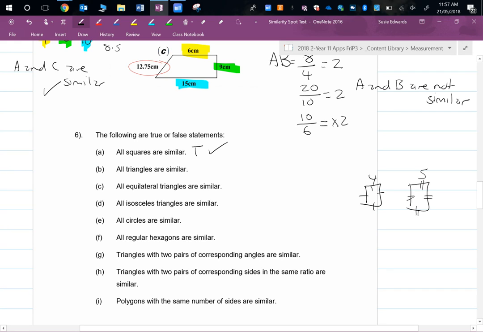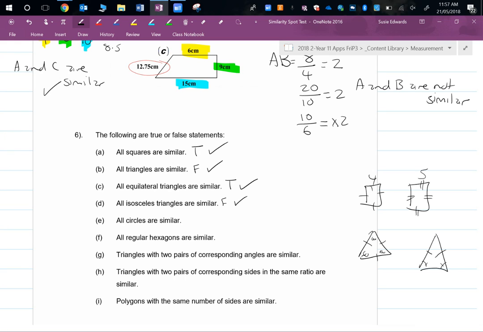B, all triangles are similar. No, because you could have 2 triangles with completely different angles in them. So therefore false. All equilateral triangles are similar. So equilateral triangles means that they all have 60 degrees for each angle and they all have the same side lengths. True. What about isosceles? False, because isosceles triangles have 2 of the same sides and 2 of the same angles, but that means that the actual angles could all be different between 2 of them.